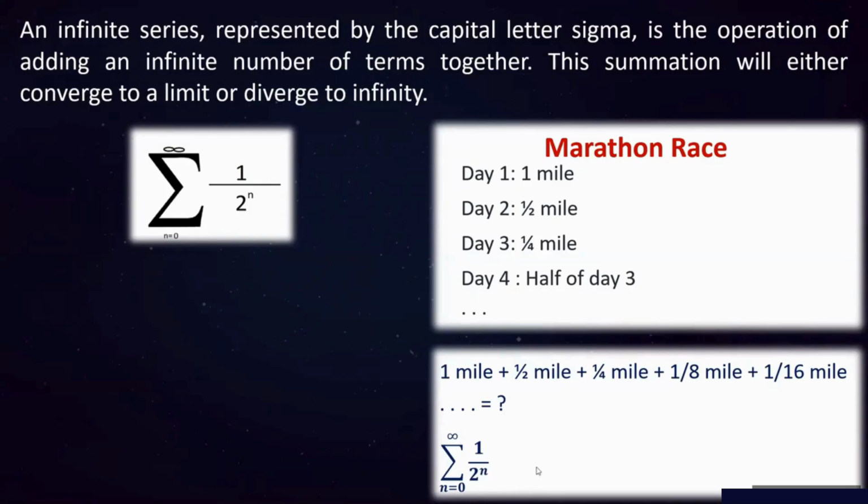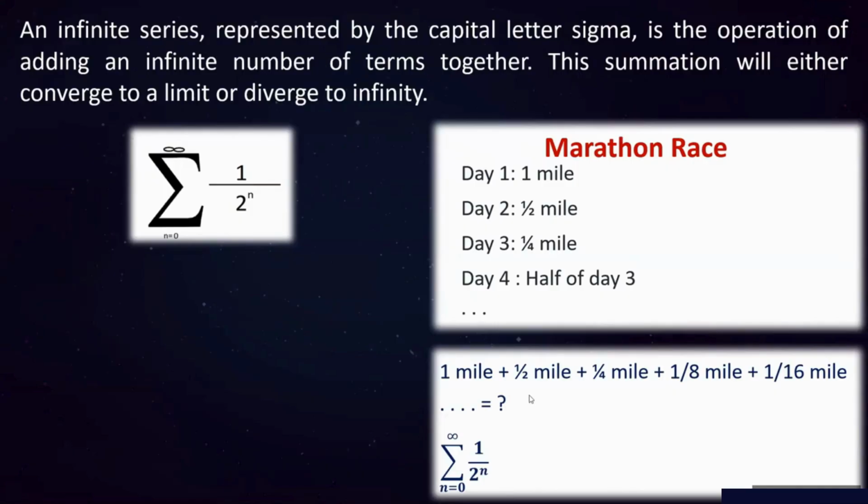As n goes from 0 to infinity, this total distance he has run can be represented as a summation. And since it has infinitely many terms in this sum, we call this a series. In fact, this series gives you the total distance he ran as part of his training. But let us see how much he has run totally.